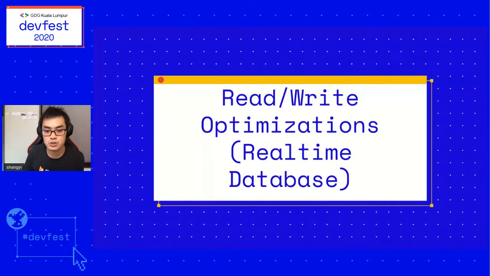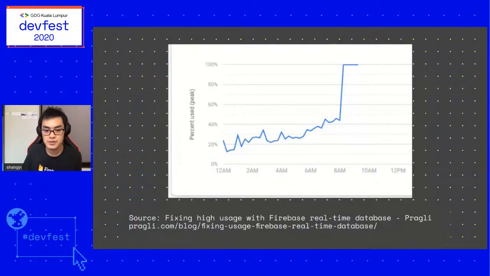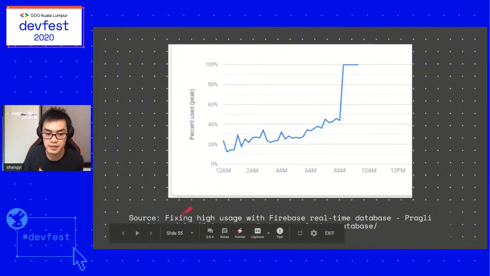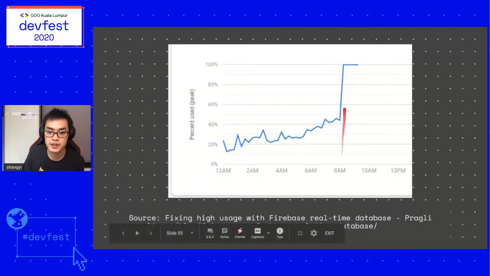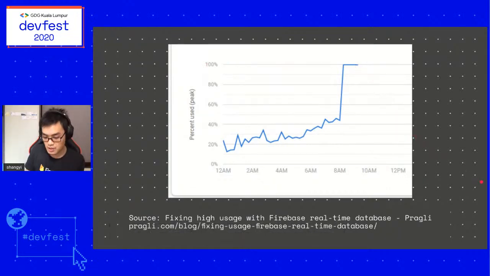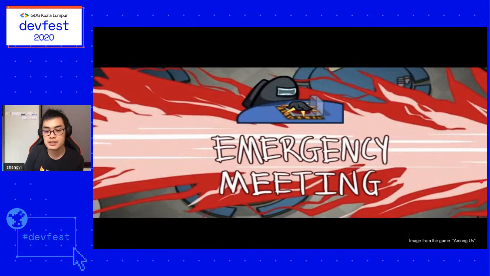So let's quickly go through Realtime Database. This is a real-world example from a company called Prugly. If you want to read the entire thing, you can read it from the link here. They released a product that uses Realtime Database, and this is the number of reads that happened. It went up to a huge peak at a very busy time. The usage is at 100%, which is not desirable. So let's take a look at what they tried to do to fix this.